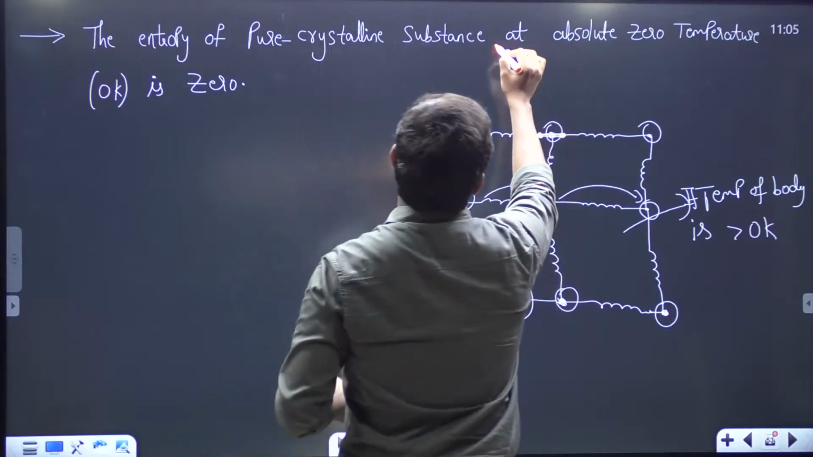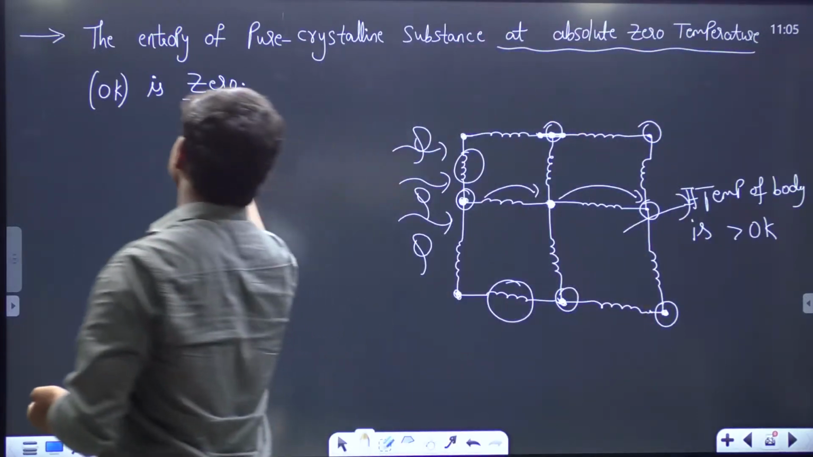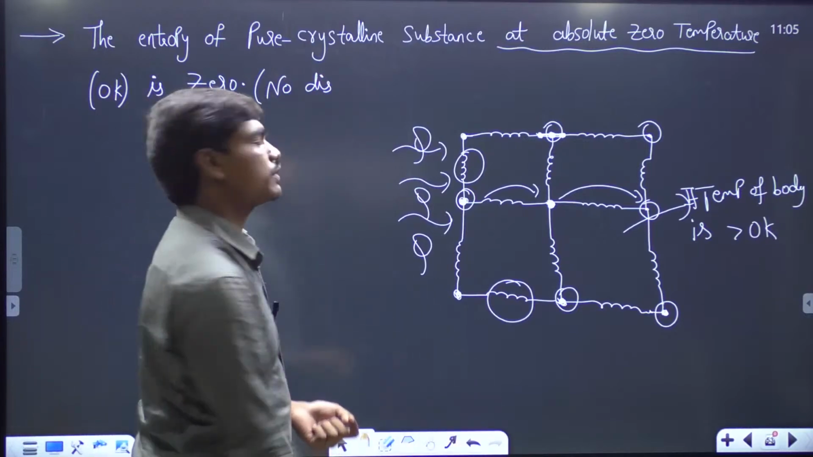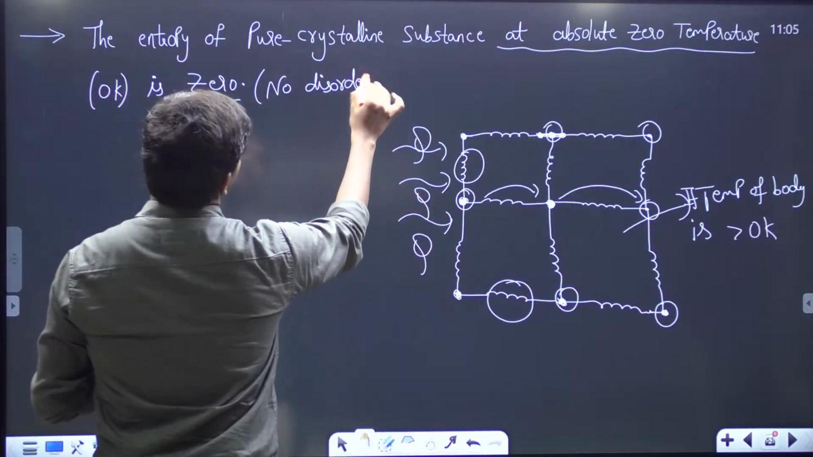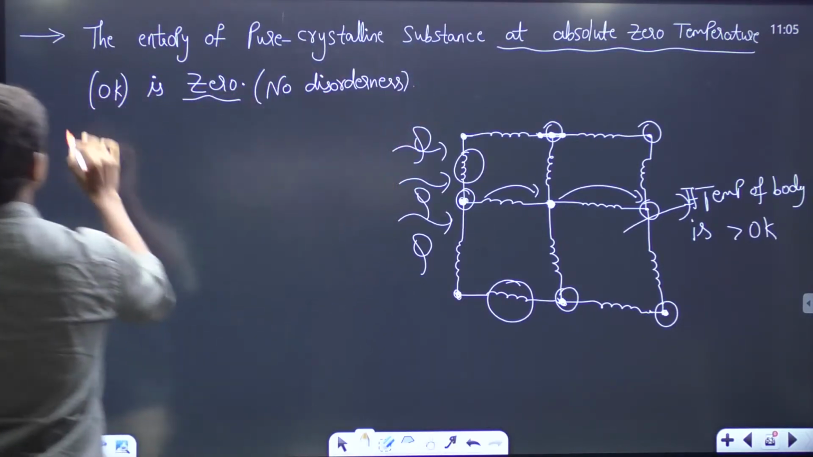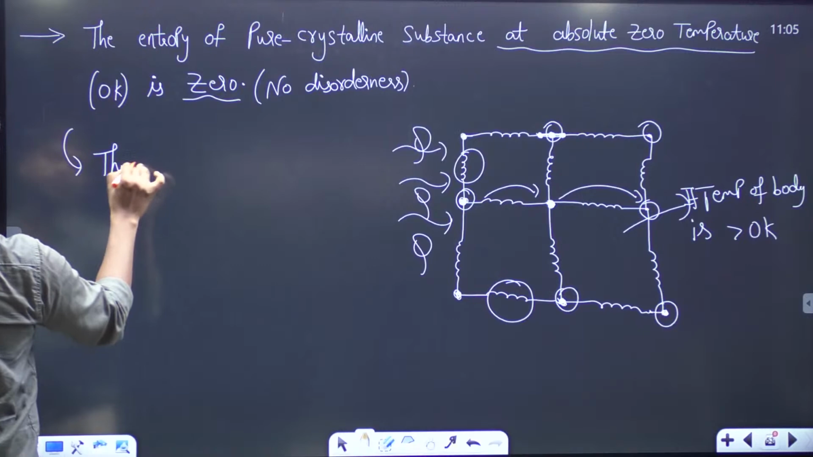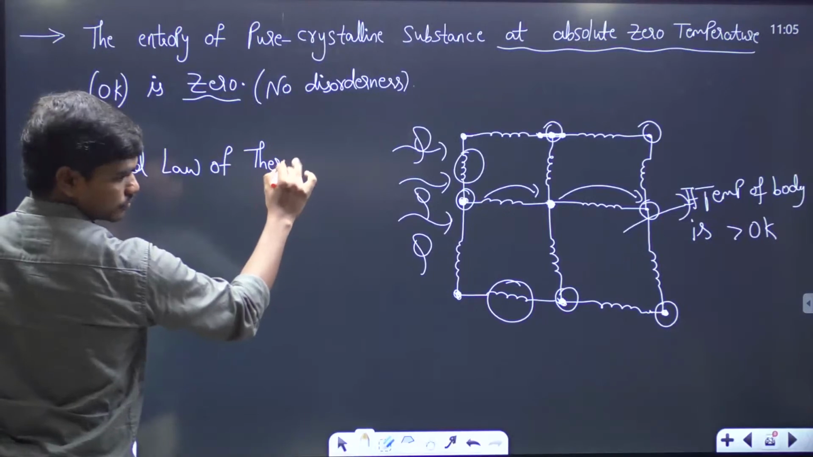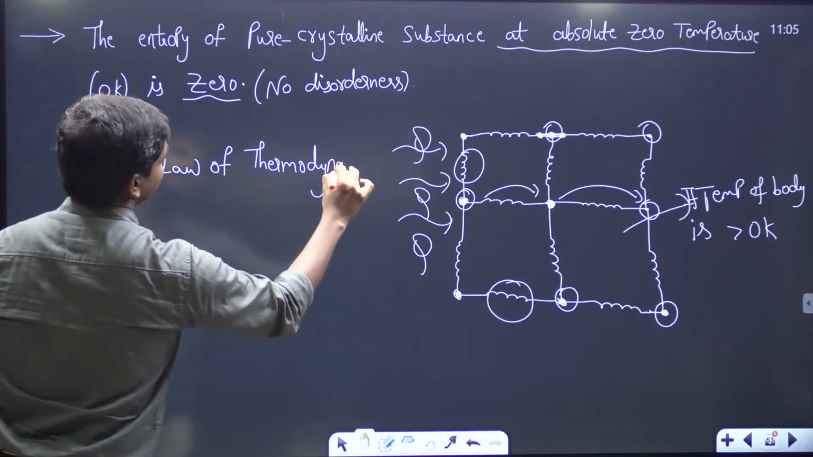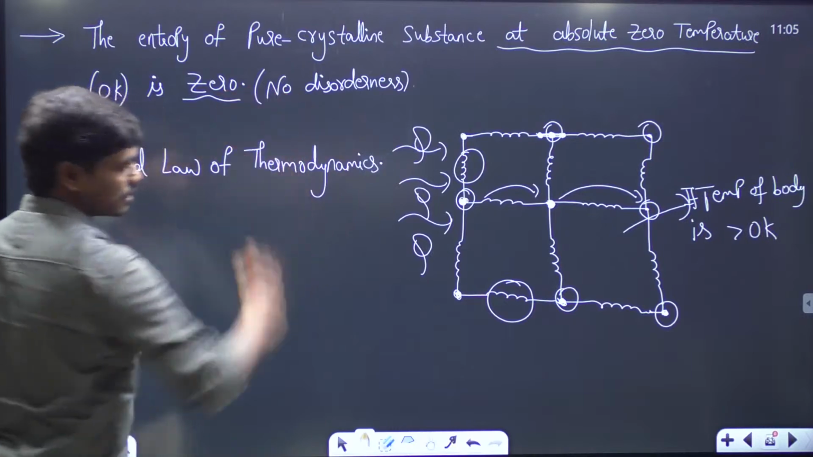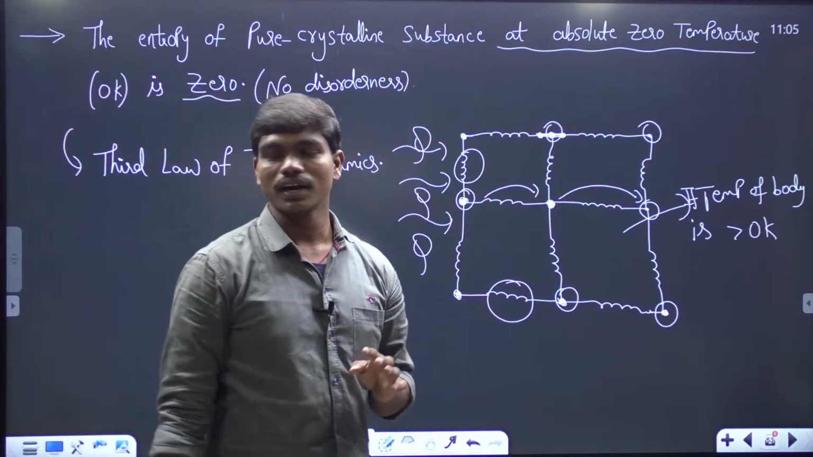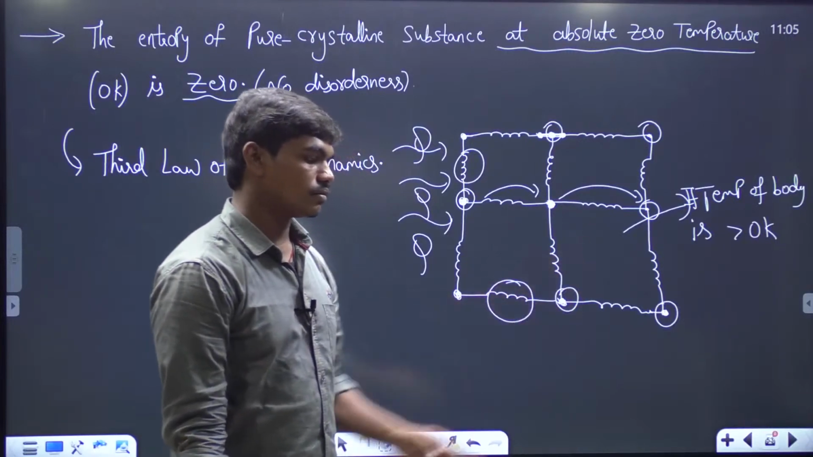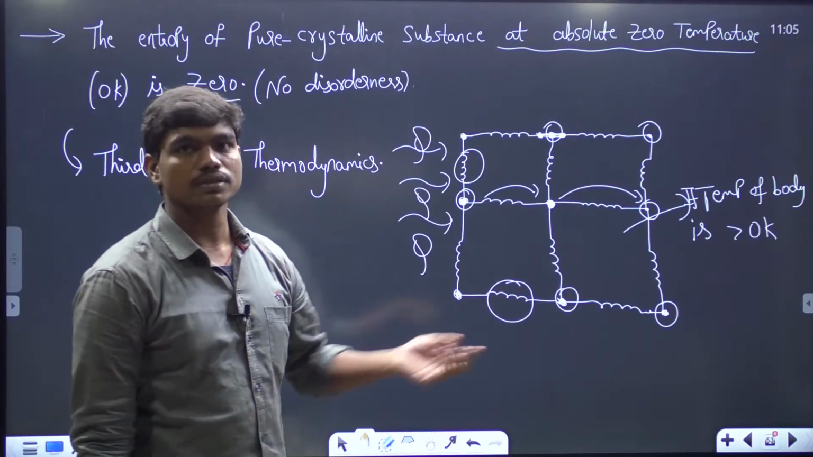So you can see at absolute temperature 0, there is no disorderness, because entropy is nothing but a measure of disorderness of a system. So you can see clearly no disorderness, and this statement is called the third law of thermodynamics. Third law of thermodynamics. Clear to all of you? Understandable? So at absolutely 0 Kelvin, entropy is 0 in that case.